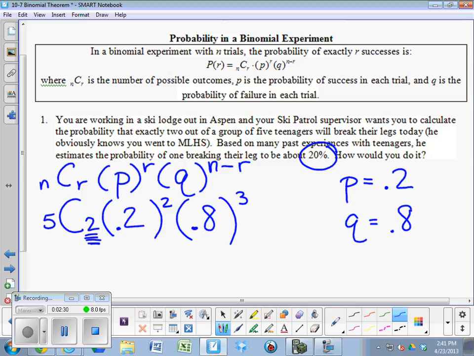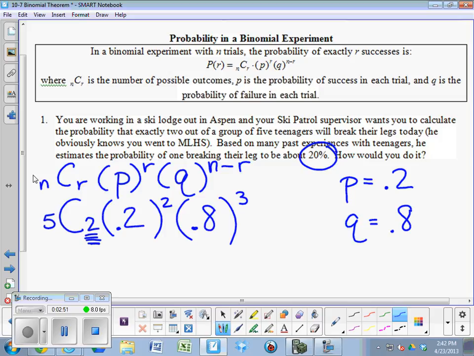The exponents must always add up to the total number of people skiing, or the number of at-bats you're taking in baseball, or the number of shots you're trying to make in basketball, or the number of questions on a multiple choice test in school. All right, those are some examples of problems we're going to see.